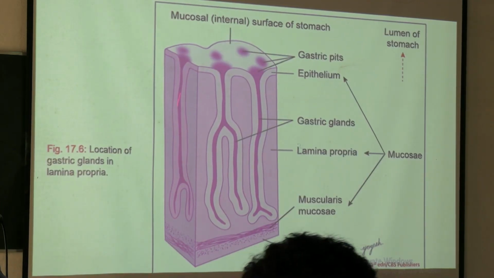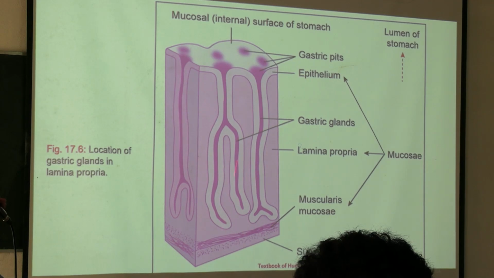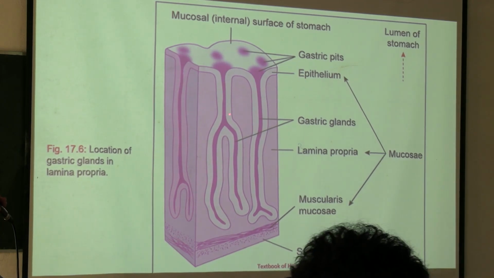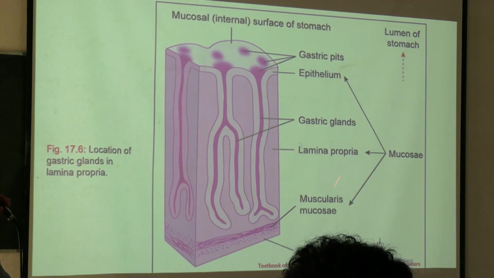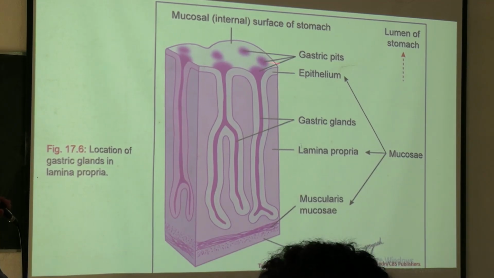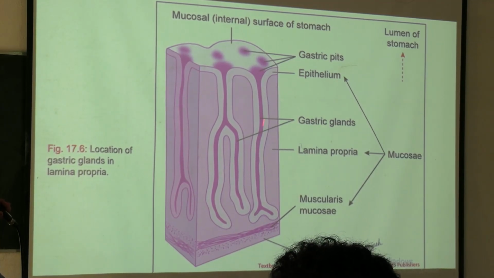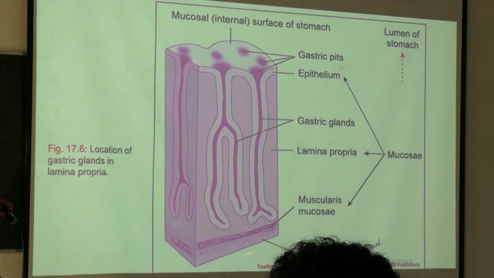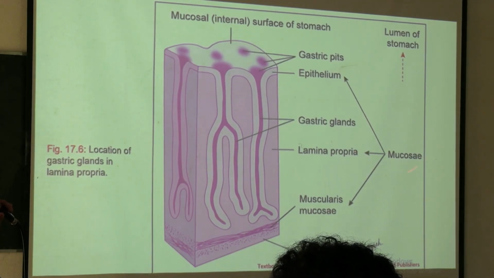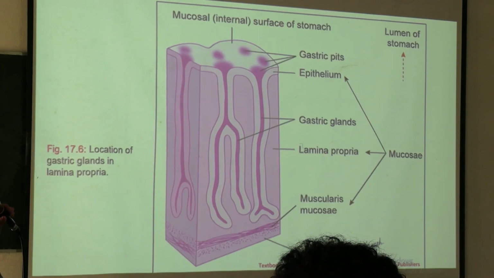These are the location of gastric glands. So these are the glands. Glands are opening into these gastric pits. Okay. Here also you can see opening of some pits. Epithelium, lamina propria, muscularis mucosa, submucosa. These three are together forming the mucosa.